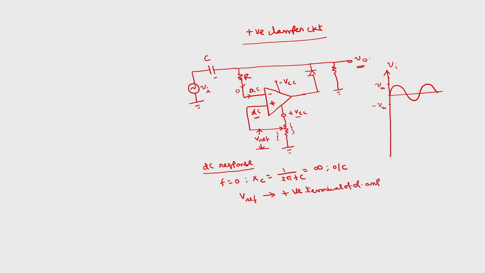Then what happens to this diode? Because this is positive voltage and negative voltage is 0, the output is positive. If I call this output V dash, because V reference is positive, V dash is also positive. This is going to drive this diode D into conduction.